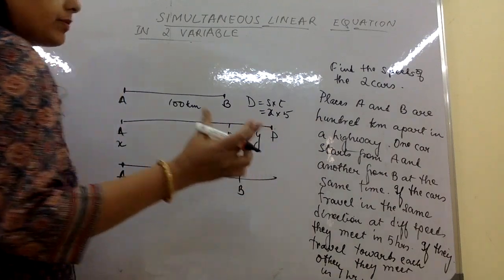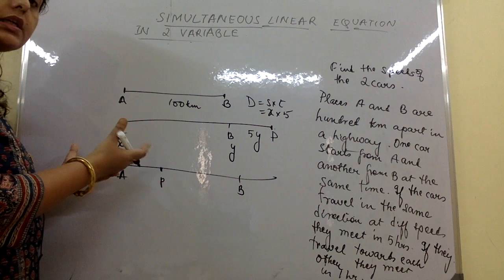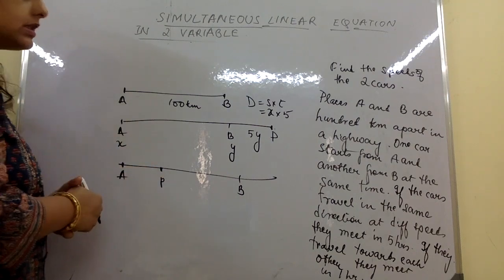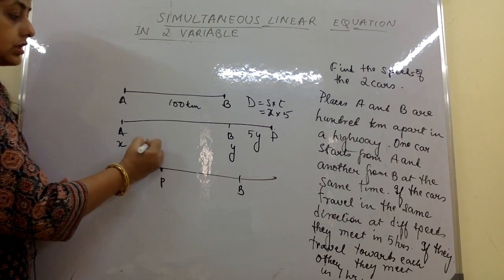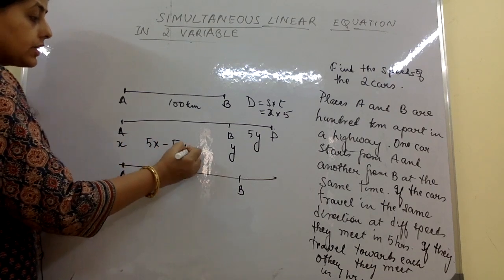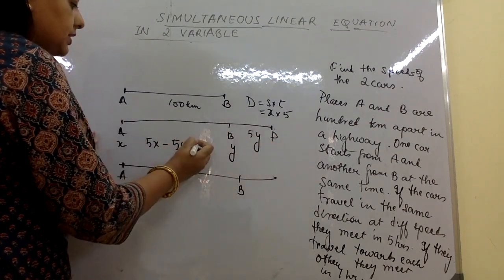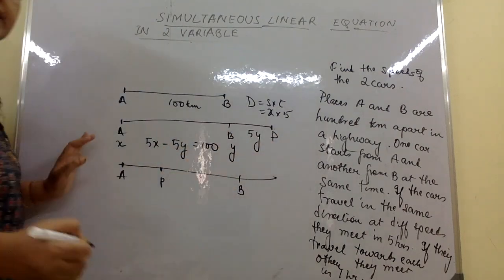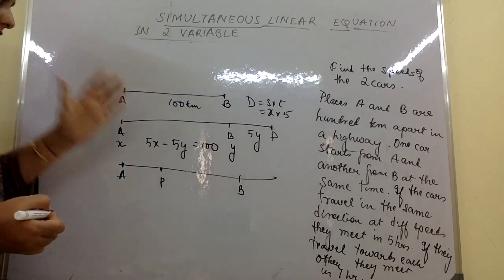Now remember, we are making expressions of distance with the help of x and y, with the help of speed. Distance is speed into time. Now can I write this? Note this: 5x minus 5y. If I cut out this much, I get AB, which is equal to 100. That is my first equation. This is a very unique way to make an equation.